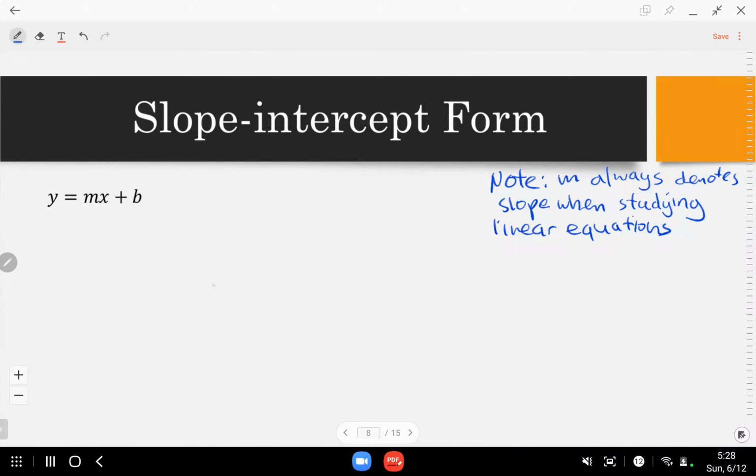So let's dissect this slope-intercept form a bit. So m, of course, we know is the slope. And b, very important, is the y-intercept.